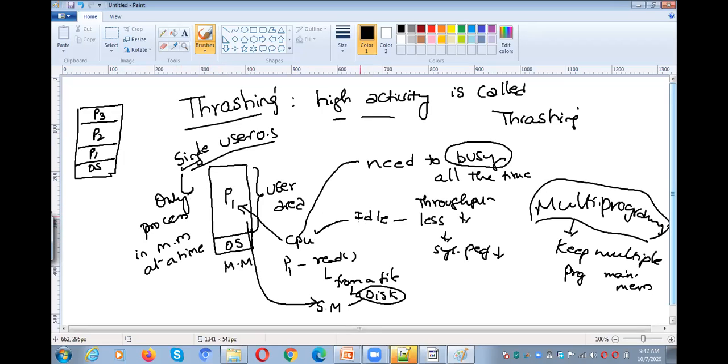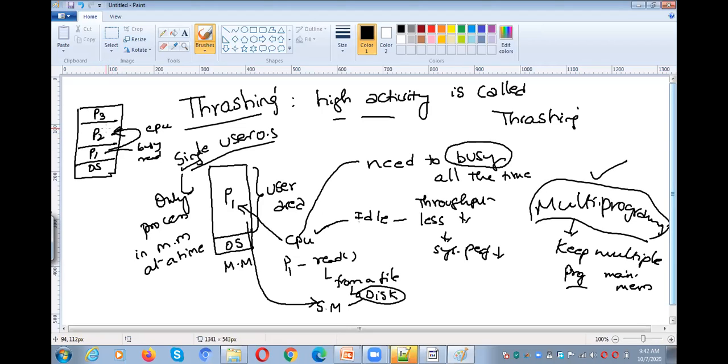In order to avoid such a situation, we will move to multi-programming. What is multi-programming? Keeping multiple programs in the main memory. So if P1 is busy with a read operation, the CPU automatically switches to some other process. Why? Because now in the main memory you have another process.